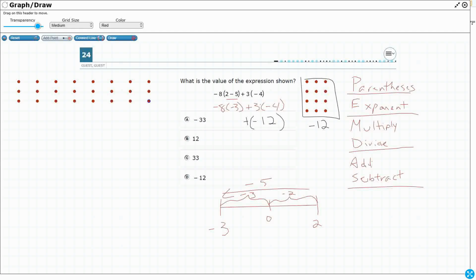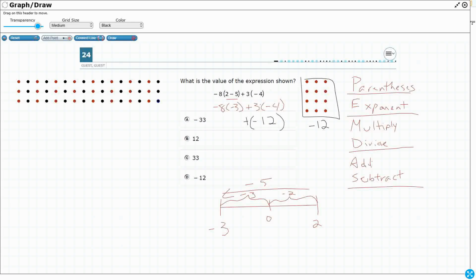Now, I don't want 8 groups of negative 3. I want negative 8 groups of negative 3. I want to take them away. In order for this to make sense, I'm going to also introduce these positives. So in effect, what I have is 8 sets of negative 3 and 8 sets of positive 3, which means it's just 0, right? Negative 24, positive 24. It all equals out to 0.